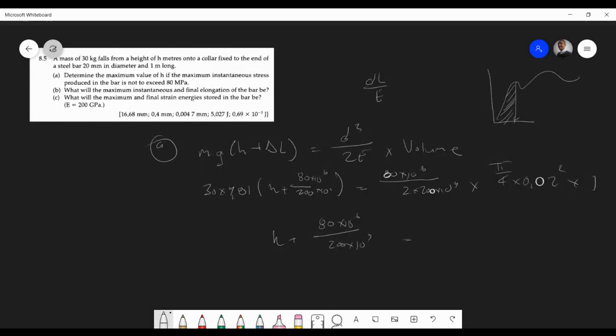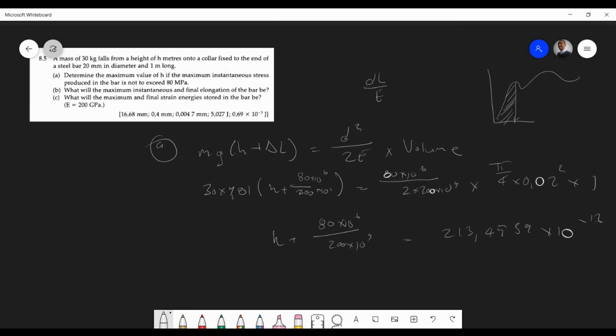Sometimes I ask you to find the stress. That's a very standard example where they ask you to find the stress instead, so I'm just making you aware. Pi over 4 times 0.02 squared times 1, and then just divide by 30 times 9.81. I think that should be okay. I got 213.4959 times 10 to the negative 12.